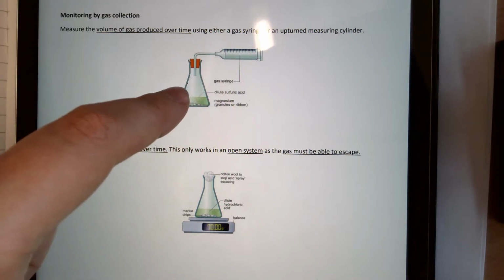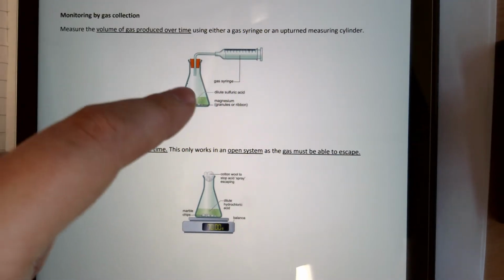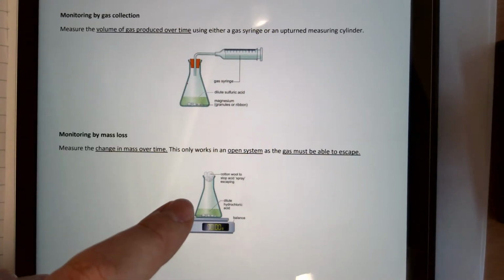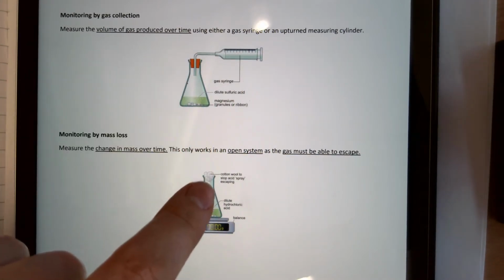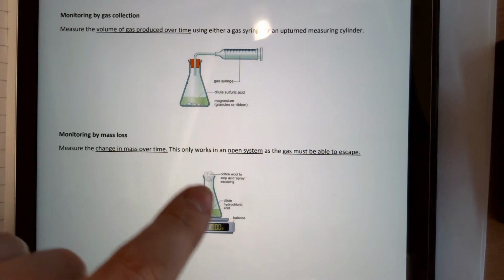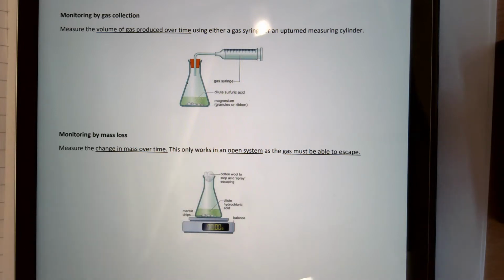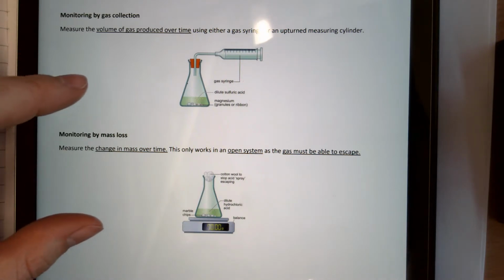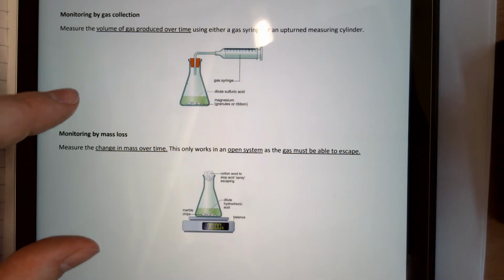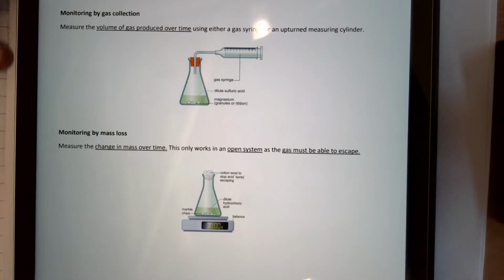The top method only works in a closed system. You don't want the gas to be able to escape, you're trying to collect it. The bottom one only works in an open system. I know there's cotton wool there, but that's just to prevent the acid escaping, the acid spraying up and escaping. The carbon dioxide will still be able to get out through that cotton wool. Both of these methods rely on the fact that you are producing a gas as one of the products. Not all reactions are going to produce a gas, and in that case, colorimetry can be used.